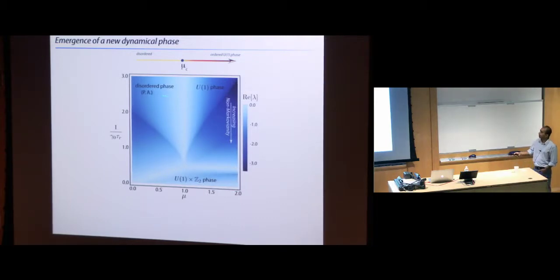Okay? You had the disordered phase with just the quadrature squeezing. You had the parametric oscillator or the U1 phase. And as you make the coherence time longer and longer, you end up with a completely different phase, which we have right now, for want of a better nomenclature, we are calling the U1 cross Z2 phase. Okay, what is this new phase and how did it come about in the system?